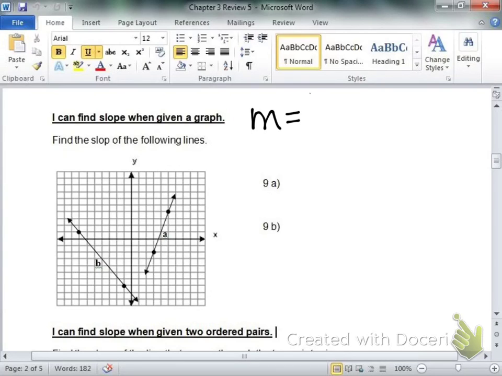What is important about the M thingy? Rise over run. Remember, we use M to stand for slope. M denotes slope. That was in your notes when we learned this stuff. Rise over run. Rise is your change up and down. Run is your change side to side.